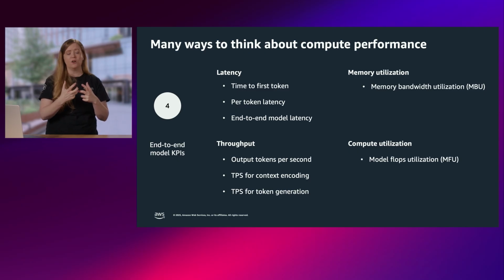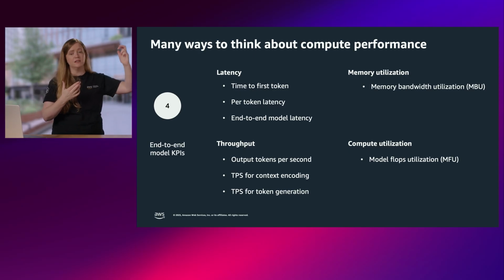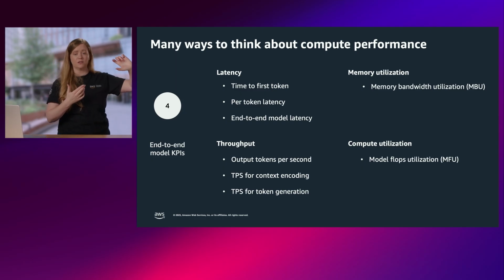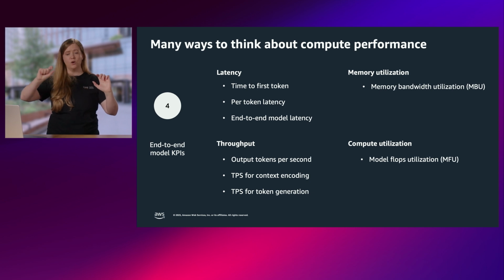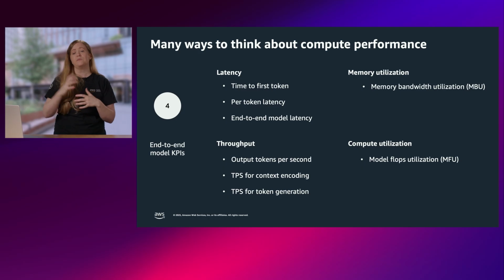Other KPIs are TPS, or tokens per second, during the context encoding phase. So you can measure the throughput of context encoding. You can measure the throughput, or tokens per second, again, for that token generation phase. So those are some of the throughput KPIs.